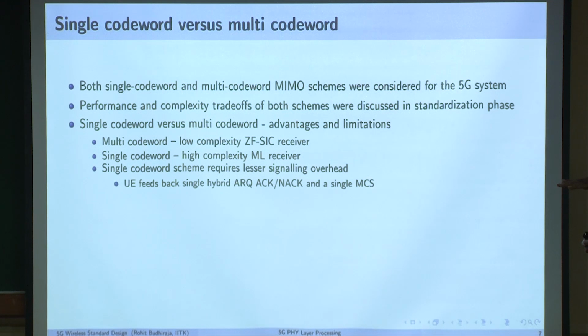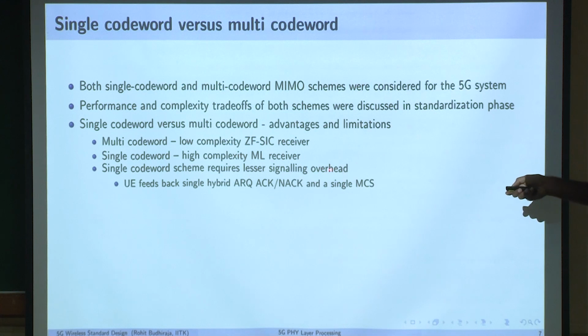Right? Okay, correct? And then, UE, who feeds the MCS? UE feeds the MCS. So if it is a single code word transmission, UE will have to feed back only a single MCS. Even though the single code word requires a high complexity ML receiver, the signaling overhead is basically a single MCS, wherein UE feeds back MCS only for a single transport block, or the single code word.